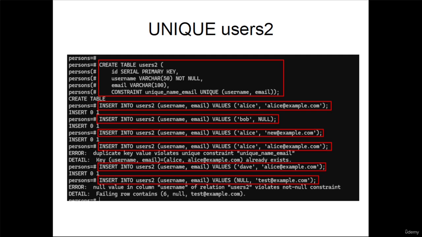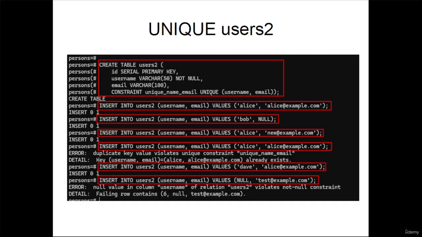INSERT INTO users2 (username, email) VALUES ('Alice', 'alice@example.com'). Result: fails. Why? The combination Alice, alice@example.com already exists from the first insert, violating the composite unique constraint on username, email. INSERT INTO users2 (username, email) VALUES ('Dave', 'alice@example.com'). Result: succeeds. Why? The combination Dave, alice@example.com is unique. The composite unique constraint allows the same email to be reused as long as the username differs.